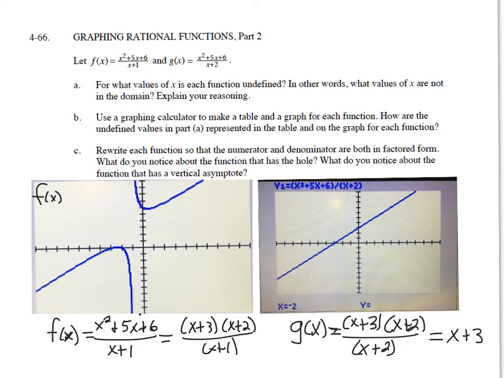All right, on this page, we're going to graph rational functions, and I've already taken the liberty to do that for you. So let's take a look at f of x equaling x squared plus 5x plus 6 all over x plus 1. If you take time, go to your calculator and type it in, use a standard viewing window, and you're going to get a graph that looks something similar to this.